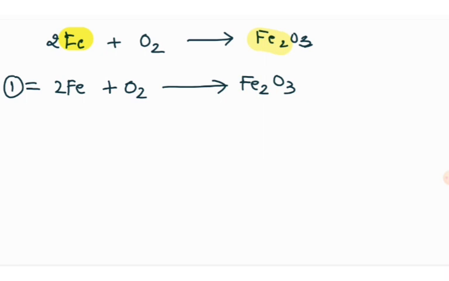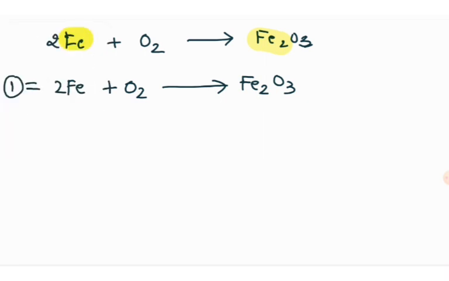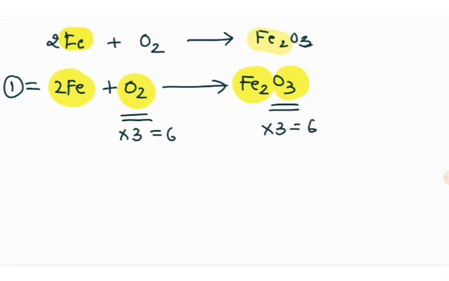Now calculate the things. You see what is happening here. Here we have 2 iron atoms and here also we have 2 iron atoms. Okay, balanced. Now see the oxygen. Here we have 2 oxygen atoms, but here we have 3. Multiply these both with a number such that the things become equal on either side. For example, if I multiply here with 3, I get here 6, and if I multiply here also with 2, I get here 6.